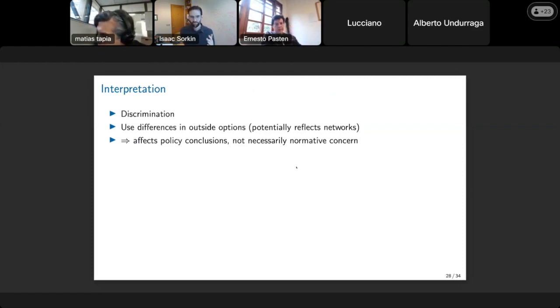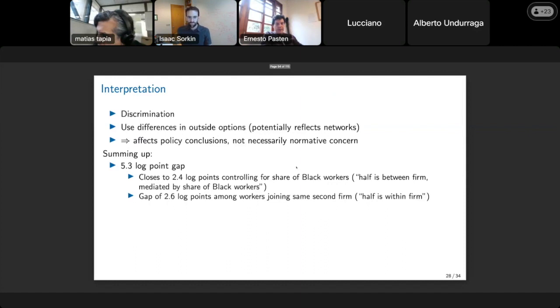I'm not sure. And so to sum up, which I guess I've done before, there's this 5.3 log point gap, which closes by about 2.4 log points when controlling for the share of Black workers. Half is between-firm, mediated by share of Black workers, and then half is within-firm.